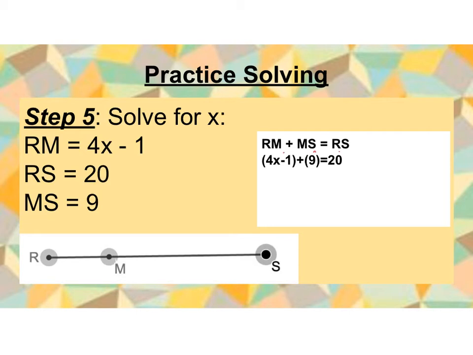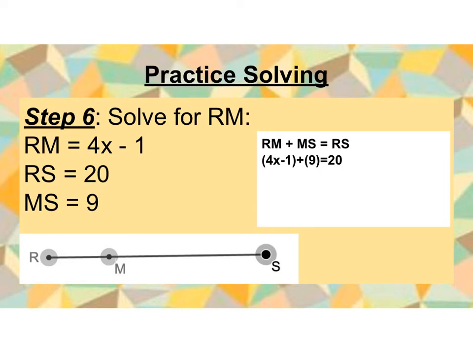So I use the parentheses just to show the grouping for RM, but it's not a distributive property, so 4x minus 1 plus 9. I'm going to combine like terms and get 4x plus 8 equals 20. We can subtract 8 from both sides, and we get 4x equals 12, and then divide by 4 to get x equals 3.